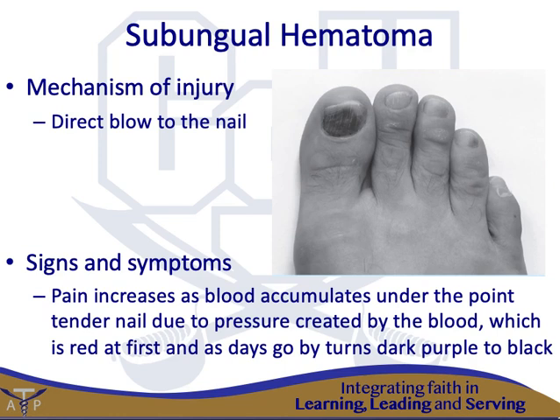We could see pain within this type of injury as blood accumulates under the point tender nail, and it also creates pressure because of the increase in blood underneath that nail. As time goes on, once that blood fills up underneath the nail, it turns from red, and by a couple days it turns dark purple or black.